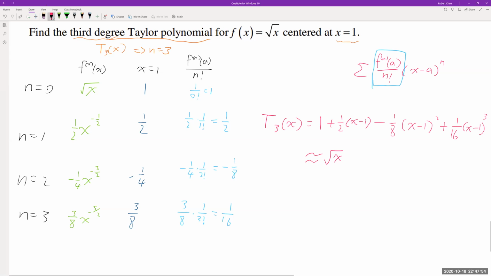So we have a finite number of terms of the Taylor series, and we're using it to approximate the function radical x. So here we have a third degree polynomial, and we're using that to approximate a radical function. Let's see how well this does.